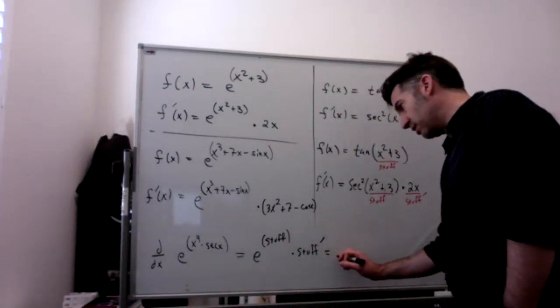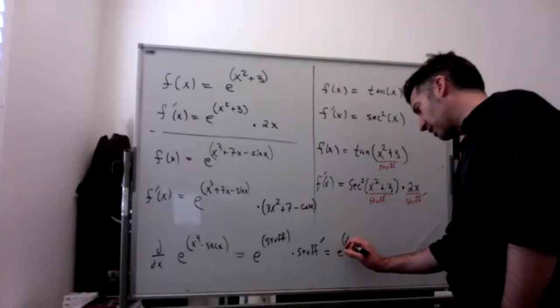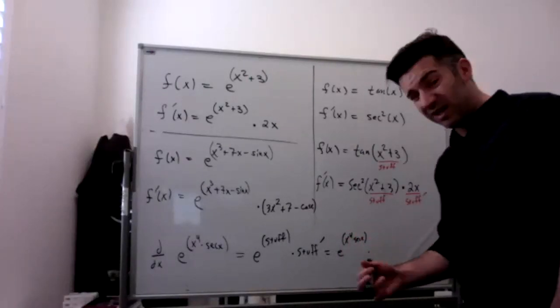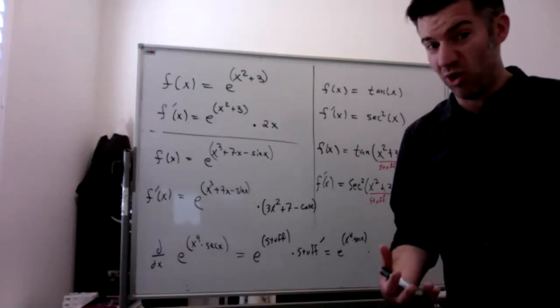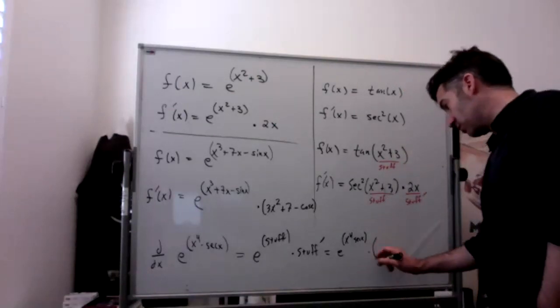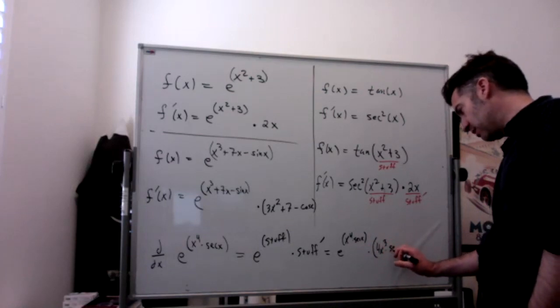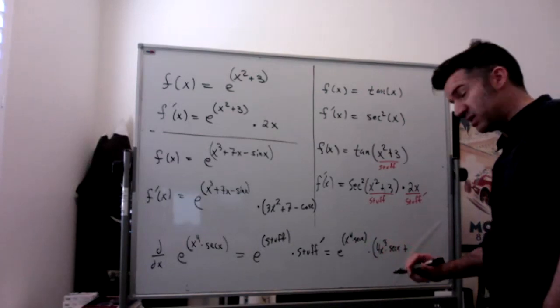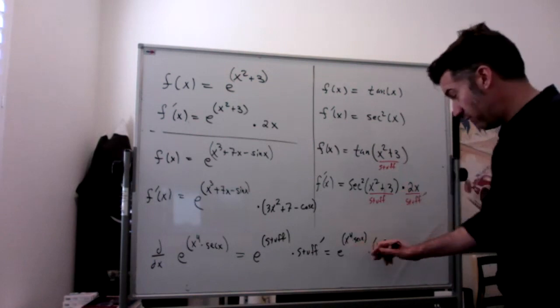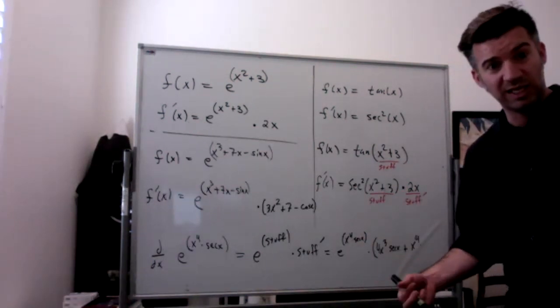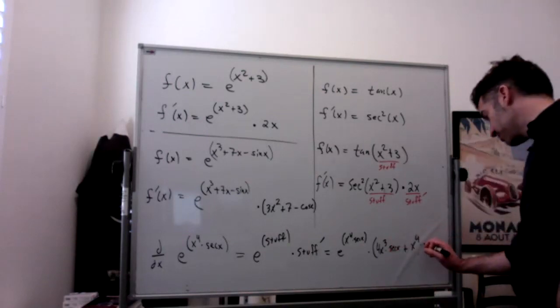So that's going to be e to the x to the 4th times secant of x. And then the derivative of x to the 4th times secant, we have to use the product rule. So it's going to be the derivative of x to the 4th, which is 4x cubed, times secant of x, plus, then we flip it, right? We leave the x to the 4th alone, and we multiply by the derivative of secant of x, which is secant of x times tangent of x.